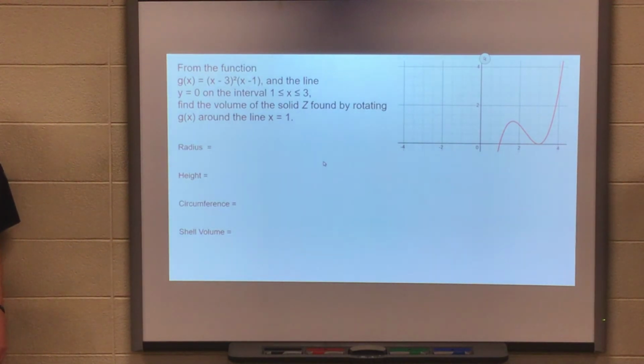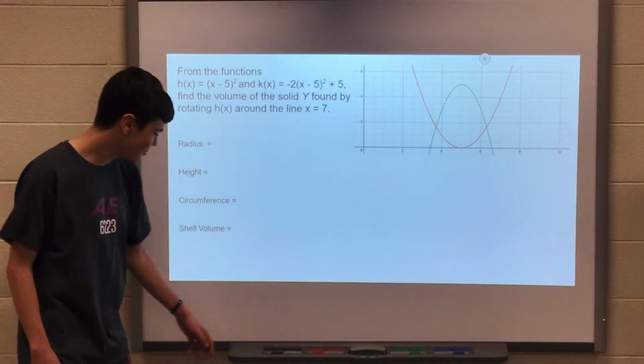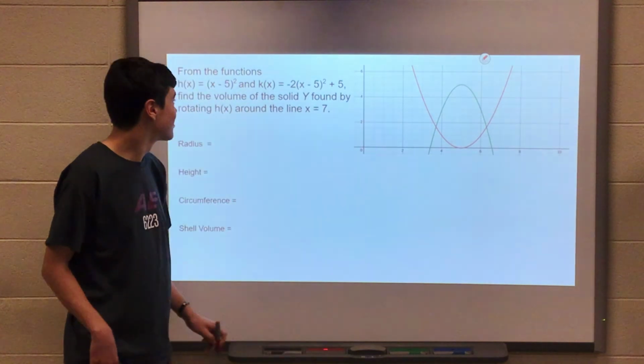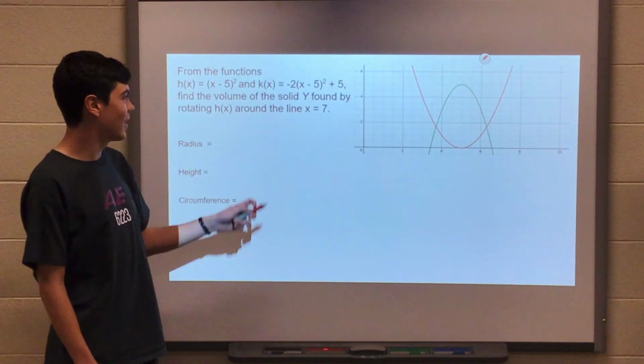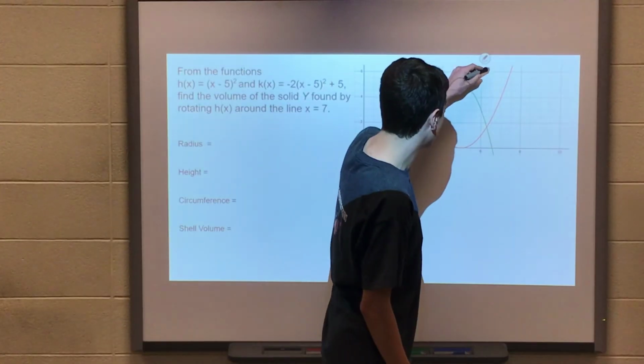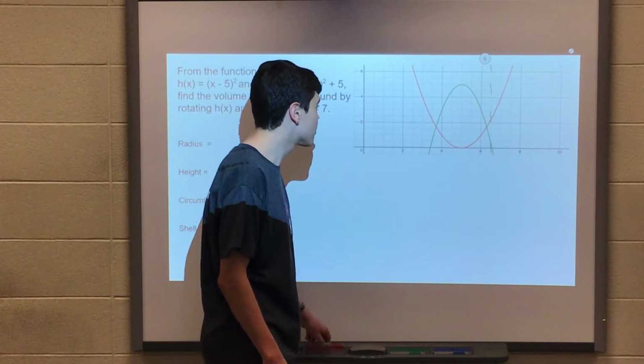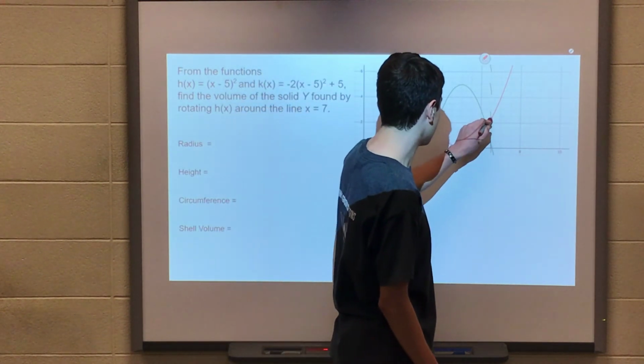Next slide. Alright, so what if you have two functions? Once again, we're going to rotate it around x equals 7. So we're going to draw our axis of rotation right around here. And then we're going to rotate this around there.